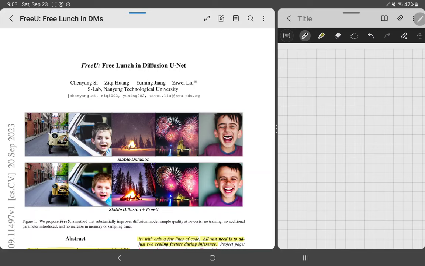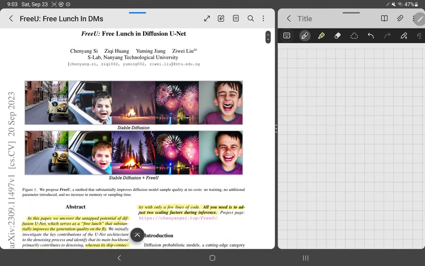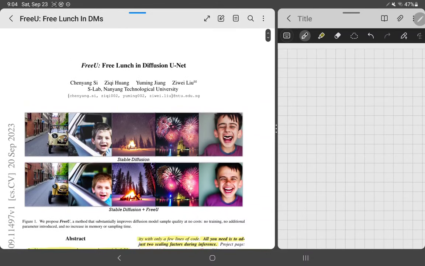basically finds this quote-unquote free lunch, something you can get with minimal effort in the U-Net for diffusion. It's a very simple idea, and it looks to be effective. It would be interesting to see how it actually works in implementation.